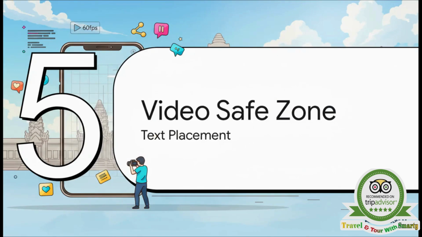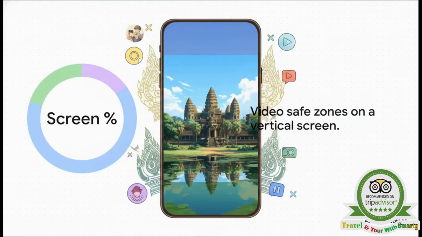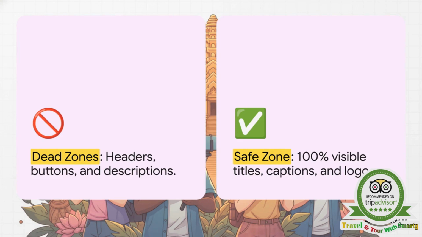Finally, Section 5, the Video Safe Zone Template. Let's move on and see how this builds. You can shoot the most beautiful footage in the world, but if you put your text in the wrong place, the apps will just cover it up. A 9:16 vertical screen basically breaks down into 3 main sections. You have a top dead zone, making up 15% of the screen. You have a bottom dead zone, taking up 20%. And right in the middle, you have your center safe zone, which makes up the remaining 65% of your visual real estate. Here is where you must place your text.